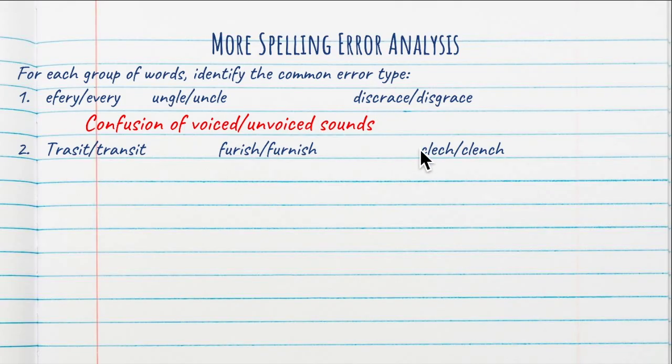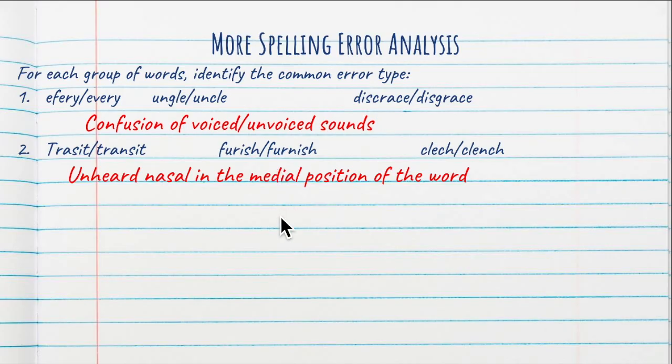Transit, furnish, clench. Looking carefully at it, I see that we're missing an N in each one of these. So there's an omission of a nasal in the medial position. So that would be a phonological issue. They're not hearing that N, and so we need to break that up a little bit and help them to clarify and hear that transition from that A to N, to N, and help them to identify that and put that into the word. Look at the next one.